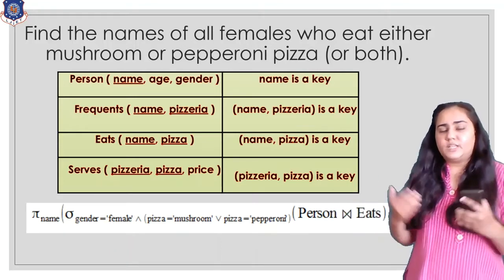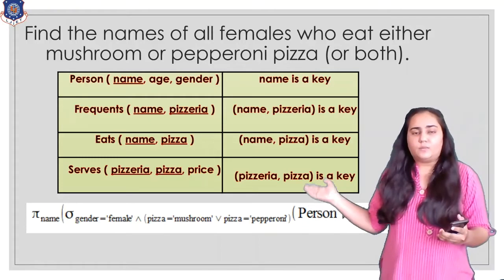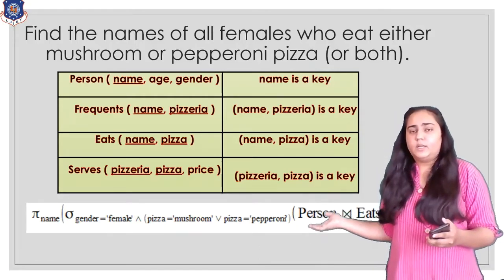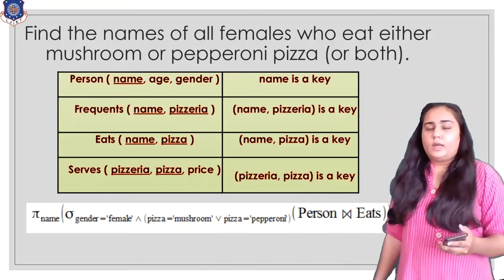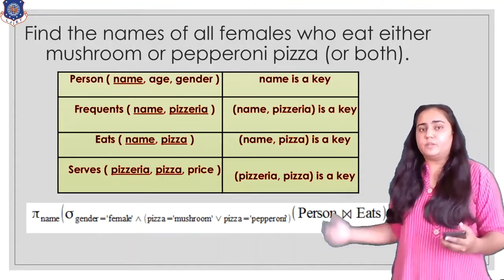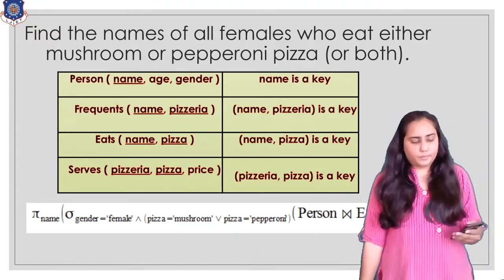From this, what I need to fetch is only the names of these people. So I'm just going to write down by name. And once by name is done, this is the query. You will get all the names of females who eat either mushroom or pepperoni pizza or both.